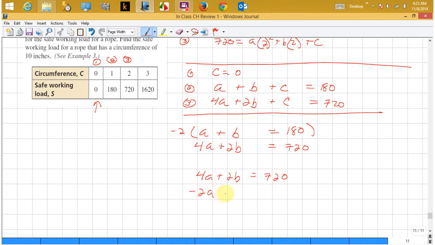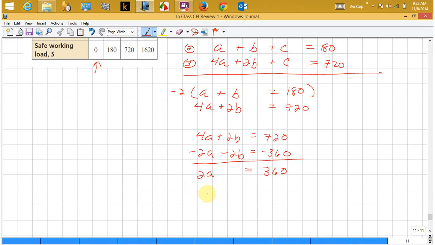So I have -2a minus 2b is equal to -360. So I have 2a plus 0b is equal to 360. And so a would be equal to 180. Okay, let's find b. So we'll substitute that into this equation. So I have a plus b is equal to 180. So what that would be is 180 plus b is equal to 180. So b is equal to 0.